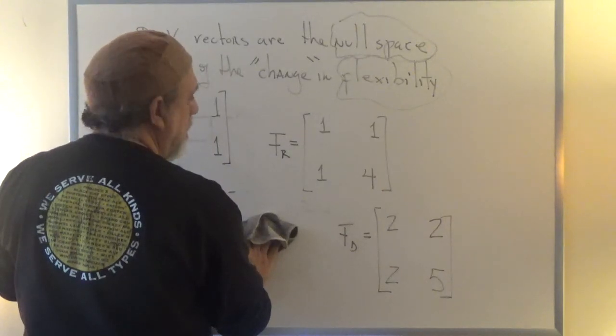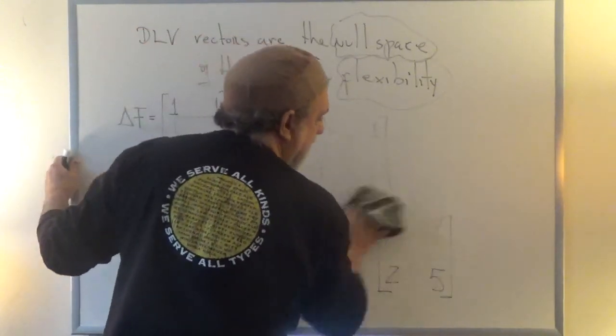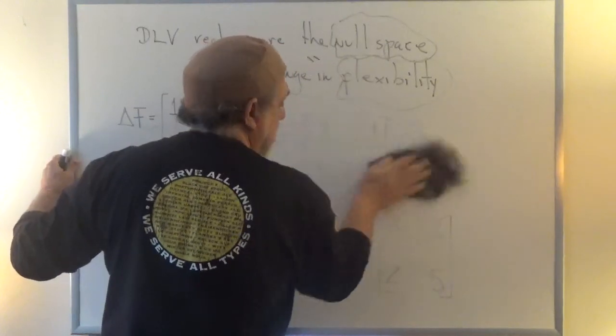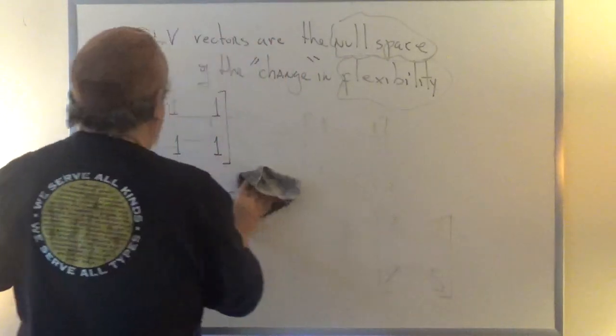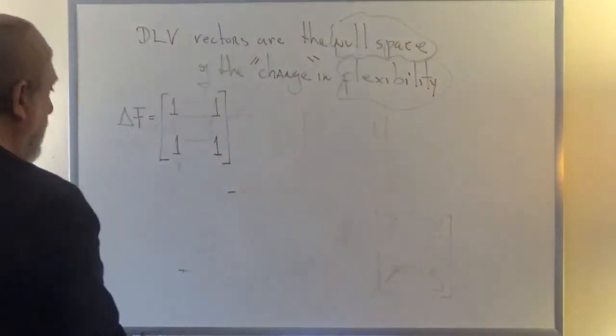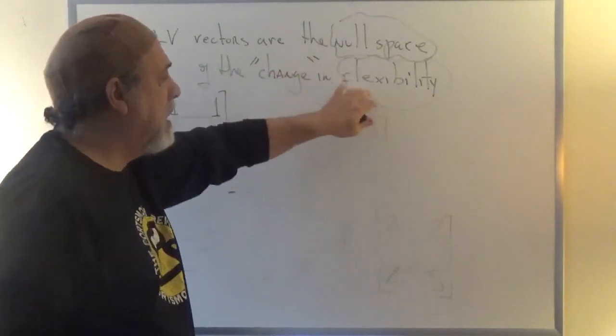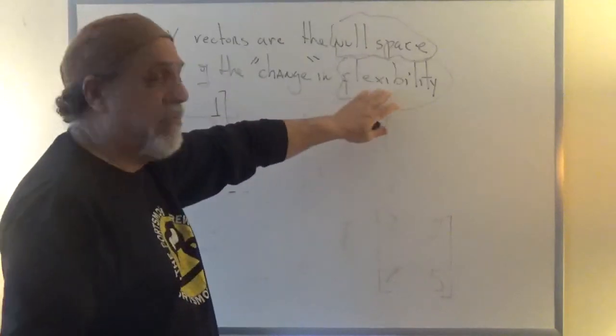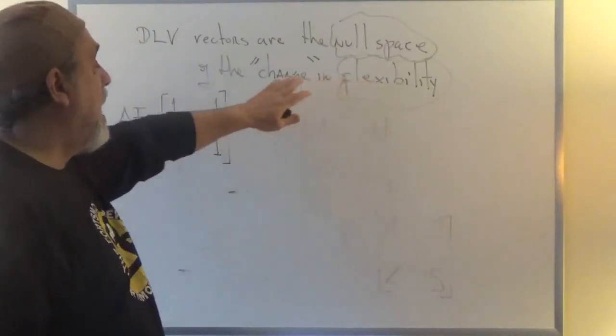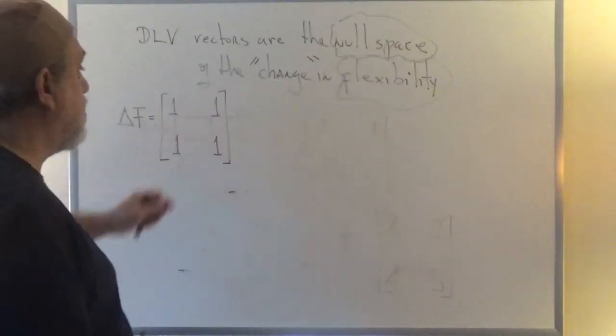I guess I need space. Maybe I need these things later, but I need space. So we have the change in the flexibility. So of my statements that the DLV vectors are the null space of the change in the flexibility, I've already showed you how you get what the flexibilities are and what the change is, which is just simply subtraction.